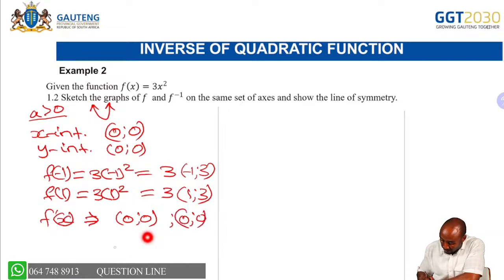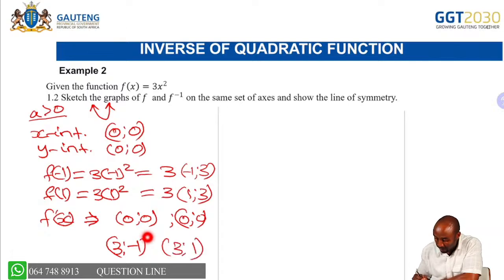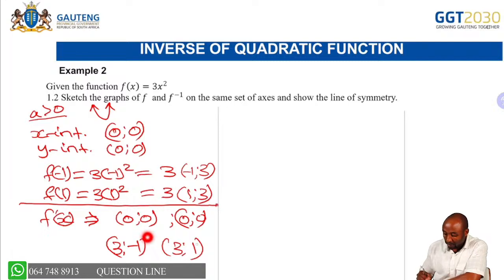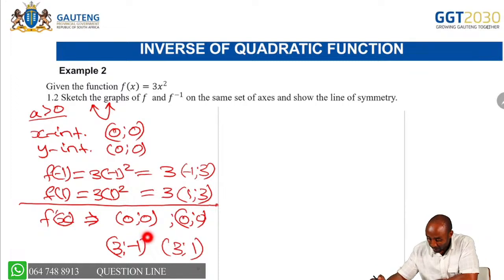This point, which had x as 3, is now 3 and negative 1. And the other point will now have 3 and positive 1. So we are now able to sketch our graph using these 2 points. We are having our turning point. We are having 2 points that we can plot, and the shape of the graph comes out. Let's check that part.